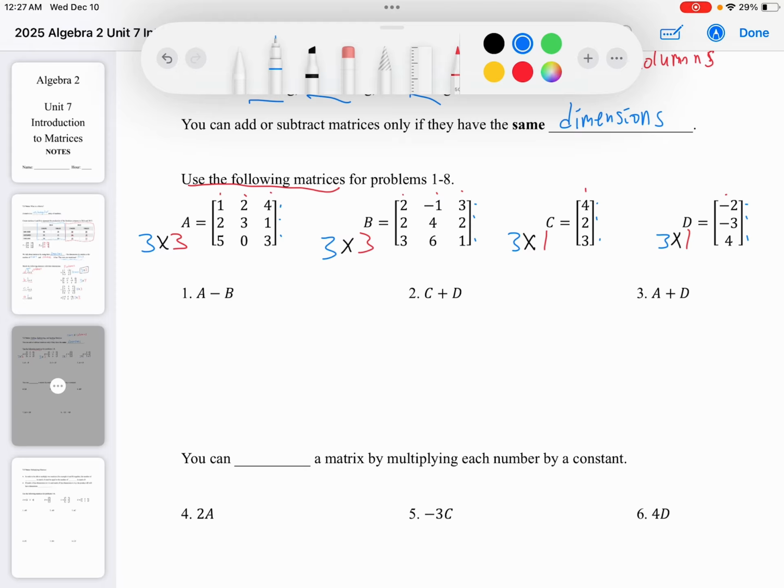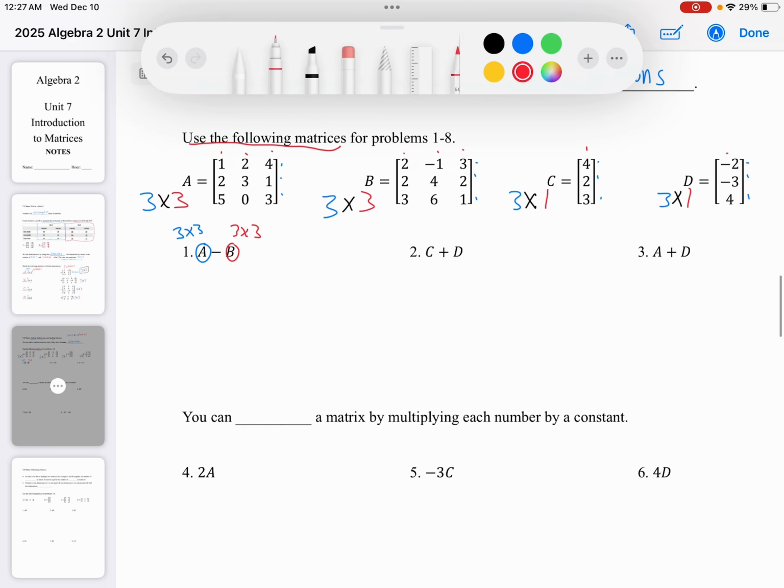I'll make A blue for this problem. A is a 3 by 3 matrix. That's what we have up here. And then I'll make B red in this case. We said that that is also a 3 by 3 matrix. And so since they have the same dimensions, we can combine them because they both have 3 rows and 3 columns. So we're going to be subtracting these matrices, starting with A.